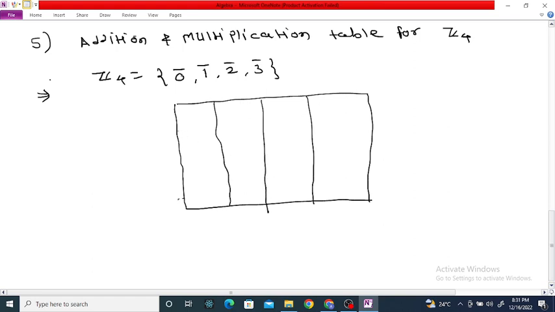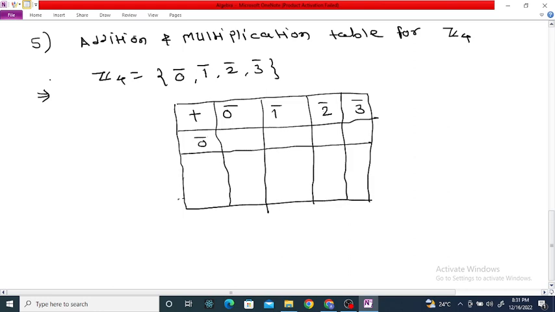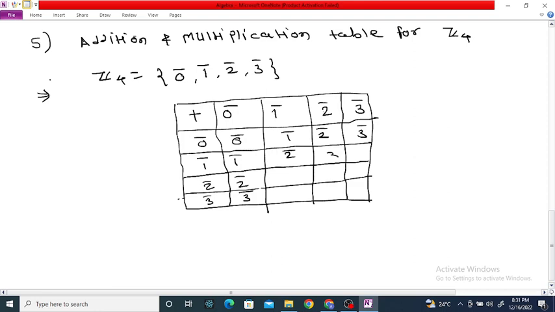So I want to determine the addition modulo table with 0 bar, 1 bar, 2 bar, 3 bar, and this is equal to 0 bar, 1 bar, 2 bar and 3 bar. So 0 bar plus 0 bar is 0 bar, 1 bar, 2 bar, 3 bar, here 1 bar, 2 bar, 3 bar, then 1 bar plus 1 bar is 2 bar, 1 bar plus 2 bar is 3 bar, and 1 bar plus 3 bar is 4 bar, which is equal to 0 bar.